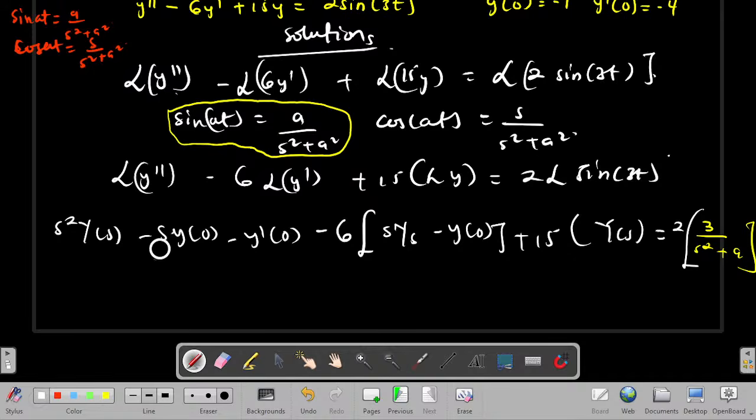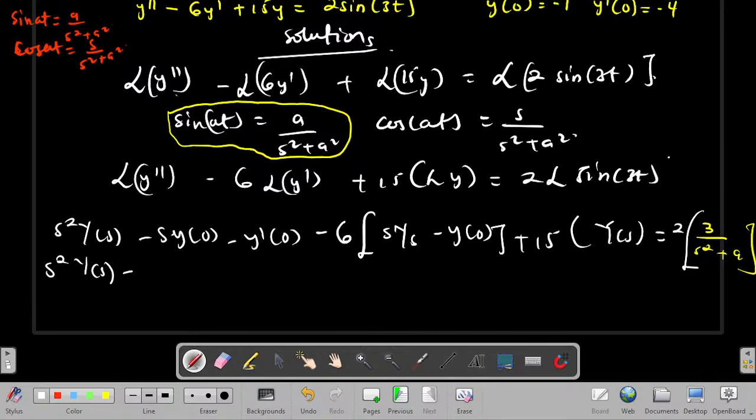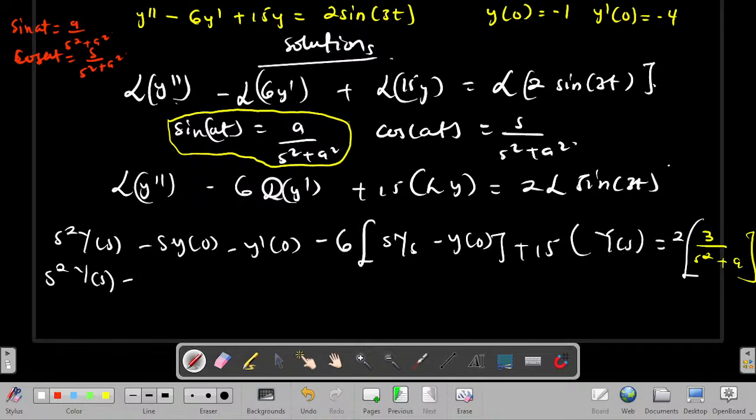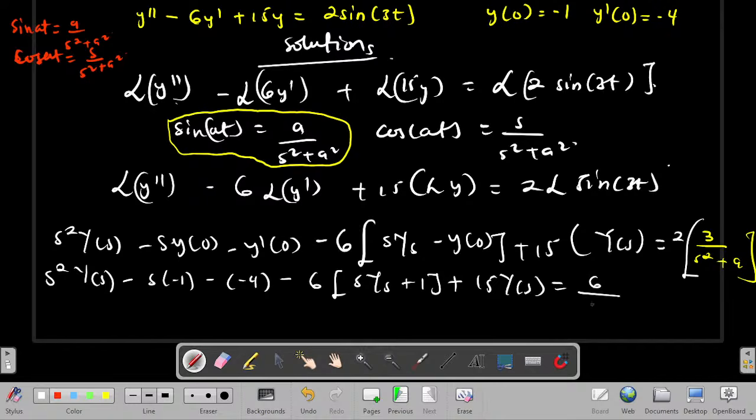So I'll simply come and do the expansion here. With the expansion, I'm going to have s squared Y of s. Please, y of 0 is given in the question as your initial boundary. y of 0 is -1, so replace it with -1. y prime of 0 is -4, so replace it with -4. So this becomes s times -1, minus y prime of 0, which is -4. Minus 6 multiplying the expression s Y of s, minus y of 0, which is going to be minus minus 1, plus 1, plus 15 Y of s is equal to 6 over s squared plus 9.